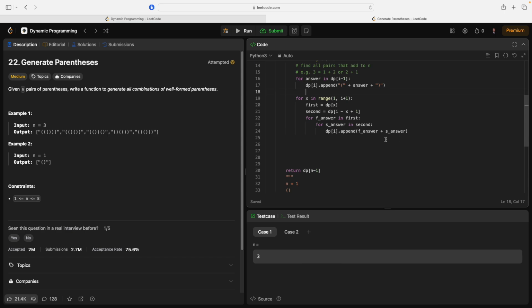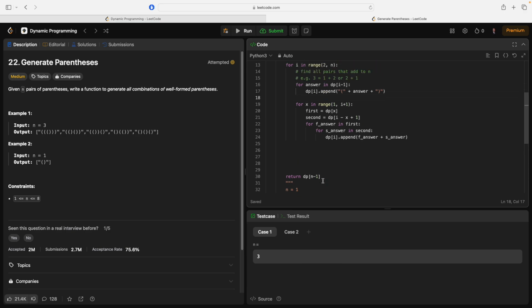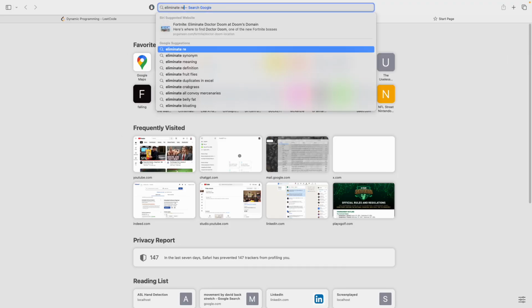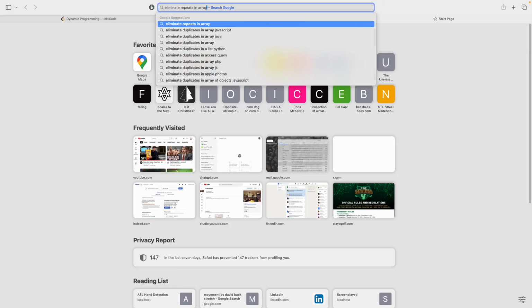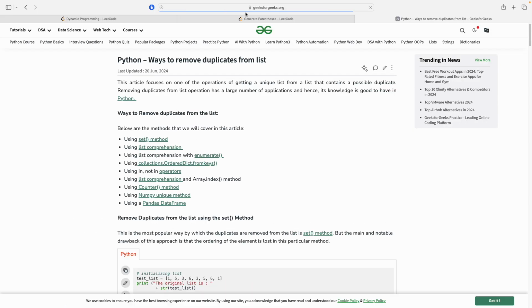Wait, I actually think that's the answer. Oh, wait, no, it's not. We need to get rid of the repeats. And we can do that. We don't accumulate repeats. I'm just going to look up a quick solution for this. Set, that's right.